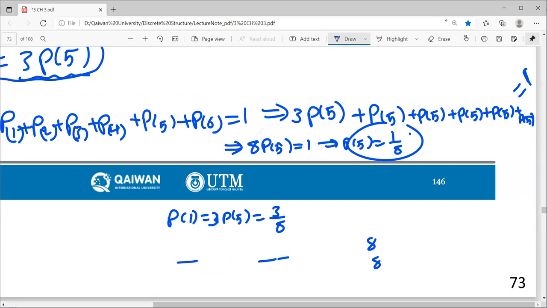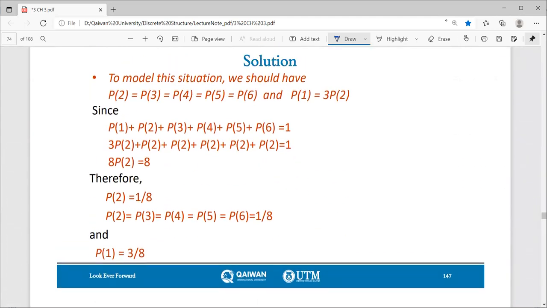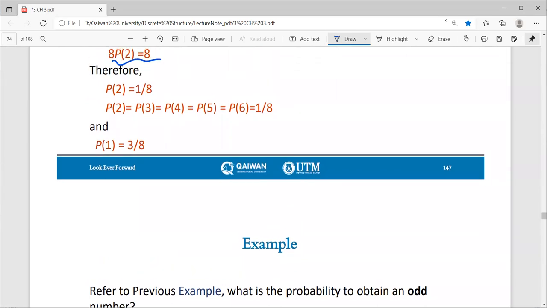It's just for checking. You don't need to write down this during the exam. Only the above one is enough. Here we took P5, but here P2 is given. Says probability of 1 is 3 times probability of 2. May someone else take P3. It's the same. You can take any other probability from 2 to 6, because these all are equal. So the probability of 2 equals probability of 3 equals probability of 4 up to probability of 6, which is 1 over 8. And probability of 1 is 3 over 8.